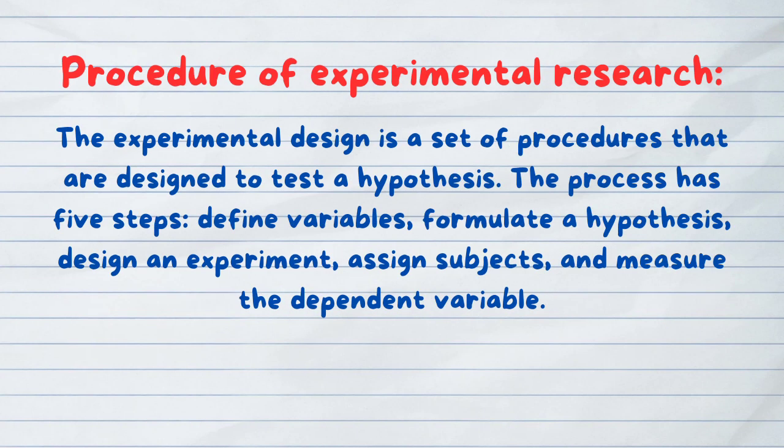Procedure of experimental research. The experimental design is a set of procedures that are designed to test a hypothesis. The process has 5 steps: define variables, formulate a hypothesis, design an experiment, assign subjects, and measure the dependent variables.